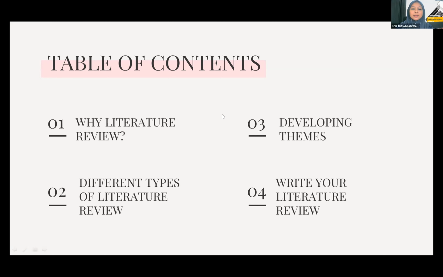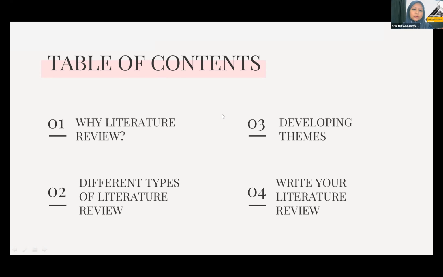Okay, but anyway, this will be the table of contents. First of all, kita akan tengok why literature review. Why literature review means why we need to emphasize the style of writing in literature review. Some say that literature review is a review, so why do we need to write these particular chapters critically? Let me share with you why this particular chapter is crucial in our writing.